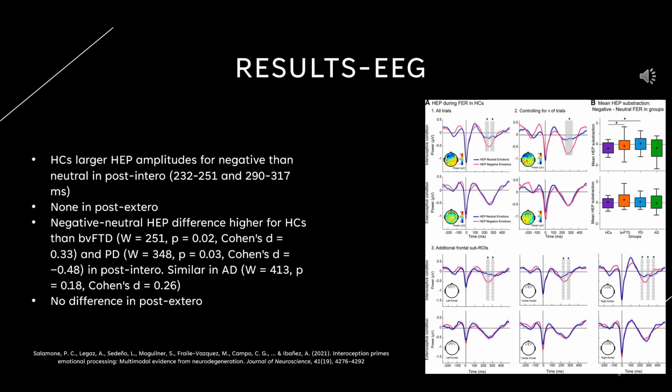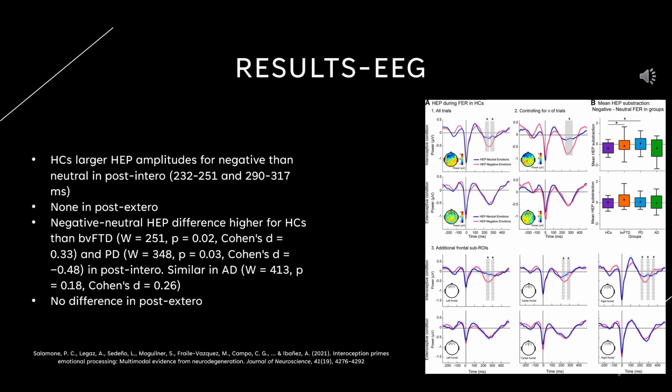It was also higher in Parkinson's disease, that had a W value of 348 and a p value of 0.03, and a Cohen's d value of negative 0.48. But it was similar in Alzheimer's patients, that had a W value of 413, a p-value of 0.18, and a Cohen's d value of 0.26.